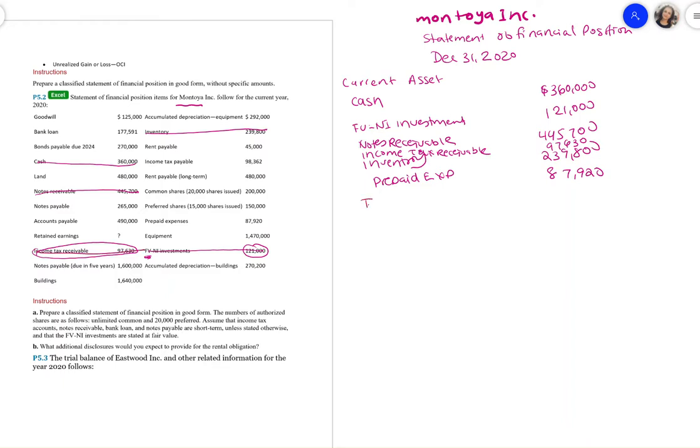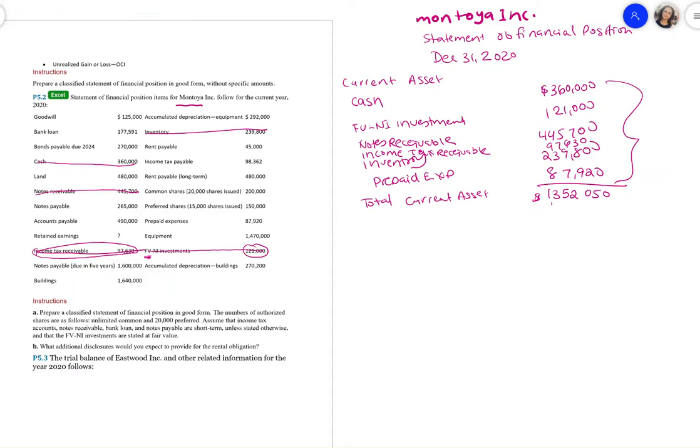So it's a total current assets. What you're going to do is add them together, all those equal to your current assets. In this case, it's 1,352,050. So that's my current asset. My next one would be long-term investment, but I don't see any.